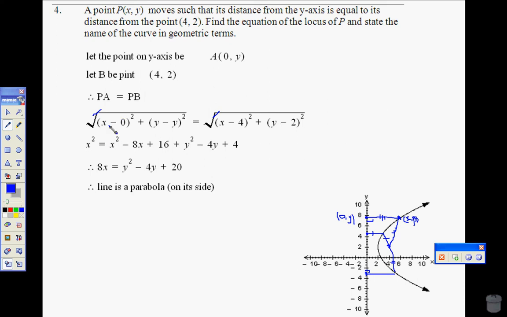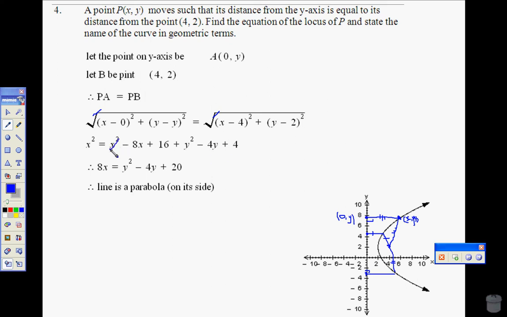We can start to clean up this side. (x minus 0) all squared gives us the x squared. (y minus y) nicely gives us 0. So it just gives us left hand side as x squared. Expand that one. (x minus 4) squared is x squared minus 8x plus 16. And the (y minus 2) squared is y squared minus 4y plus 4.